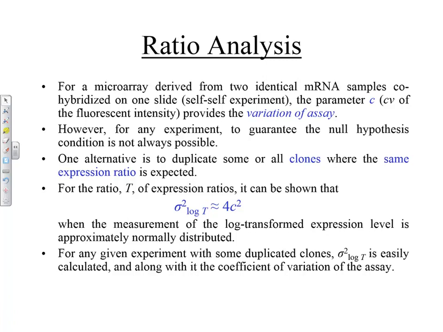So for the ratio T of expression ratios, it can be shown, and again, you'll probably have to look at some of the papers, that the variance of the logarithm of that is equal to 4 times C squared. So you can measure this quantity, and from this you can get the value of C. For any given experiment with some duplicated clones, you can easily calculate sigma squared log T, that is the variance of the log of this ratio of expression ratios. That could be calculated, and along with it the coefficient of variation of the assay could be calculated.